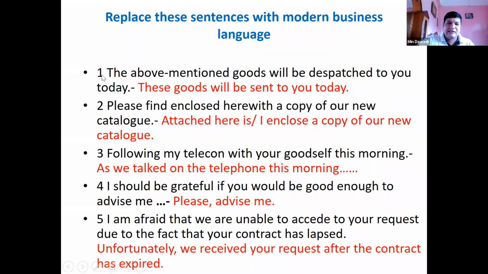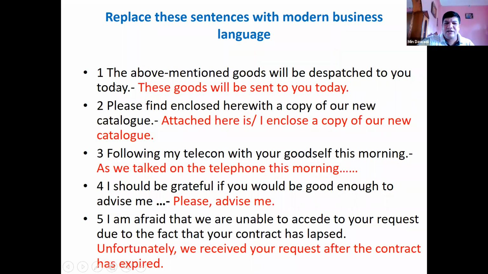Yes, I said yesterday not to use grandfather's language. Some of the expressions are the ones used during the time of our grandfathers. So that those who are only joining today are not confused, if you look at the slides ahead, I have included dozens of examples here, more than what is in your book. See those. So, the above mentioned goods will be dispatched to you today.